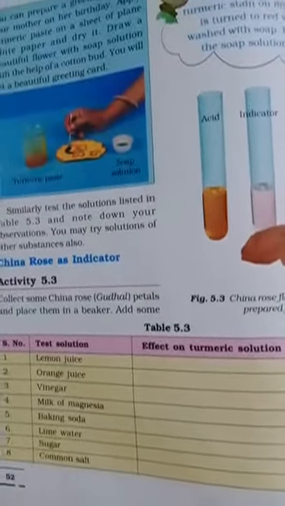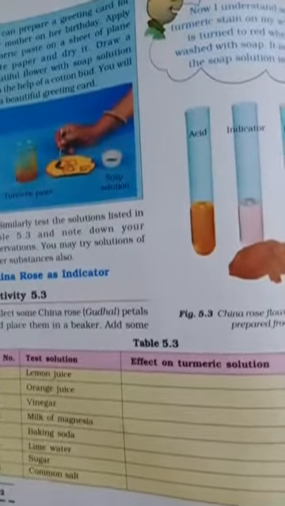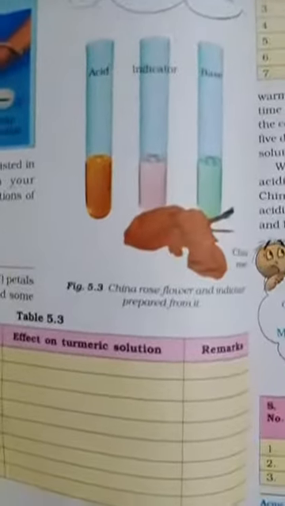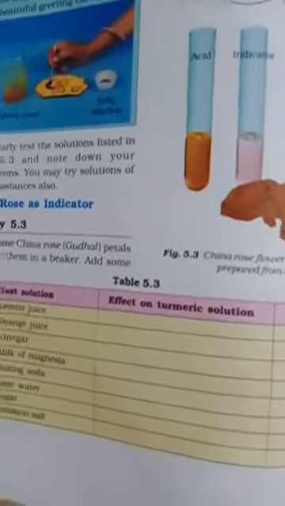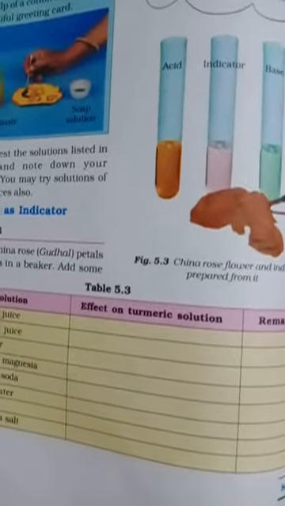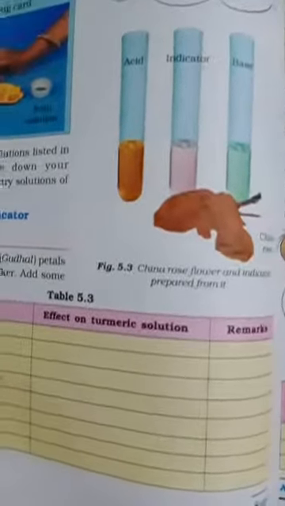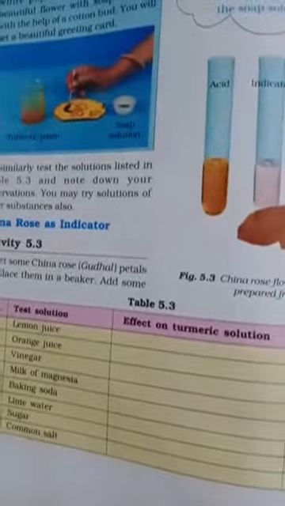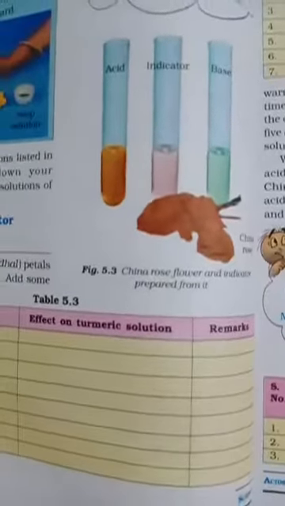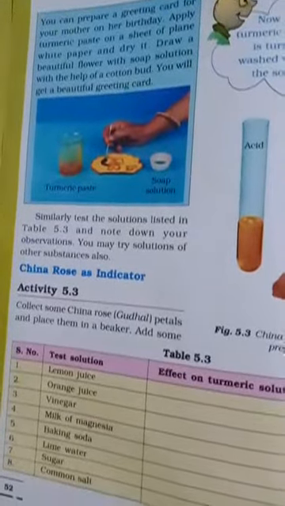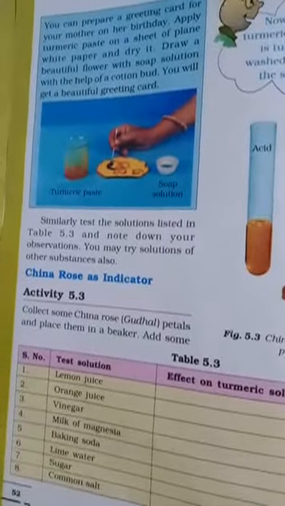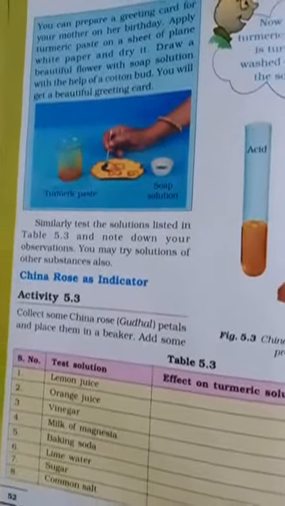You have to go on writing the effect in this column, and finally in the remarks column you have to write whether the given solution is acidic or basic. For example, lemon juice turns red, so it is acidic. Next, orange juice turns red, so the remark is acidic. Like that, go on giving the result and inference for each kind of solution by dipping the turmeric paper into the given solutions.